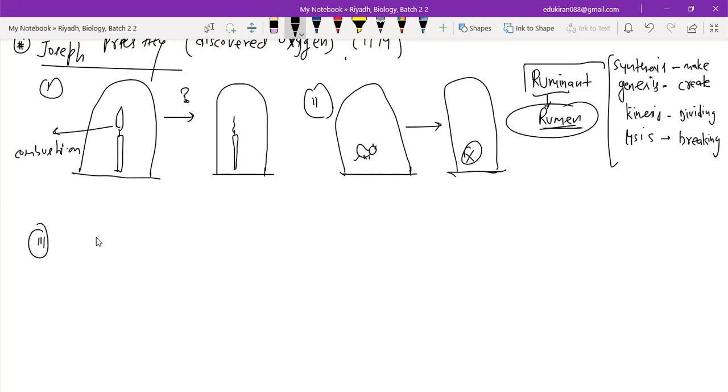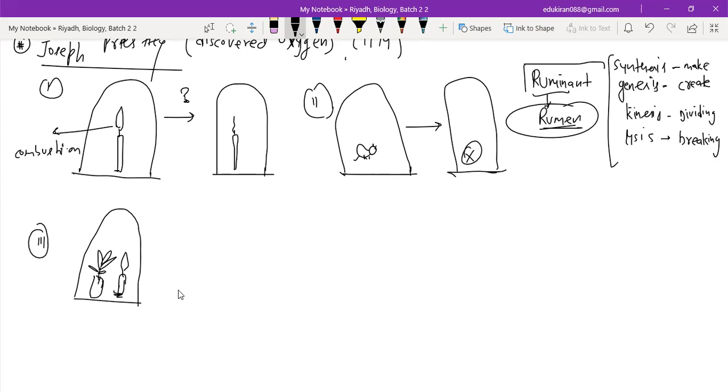He also figured out that instead of an animal, if you keep a plant, okay, so there is a plant and there is a burning candle. Now what will happen? This candle will extinguish, right? But will there be any difference this time? What do you think will happen?